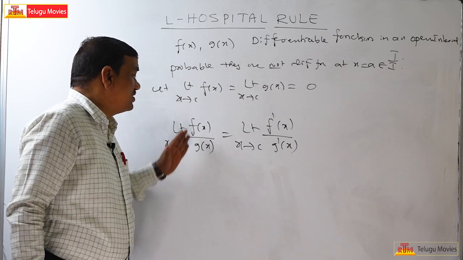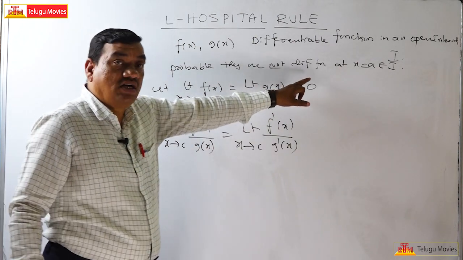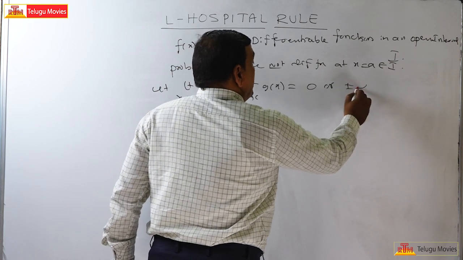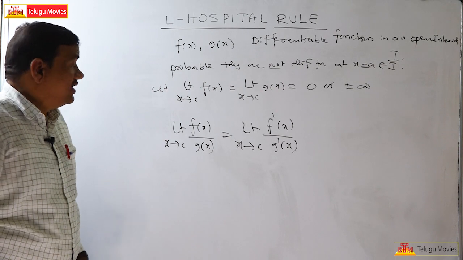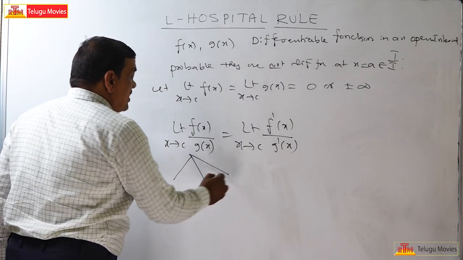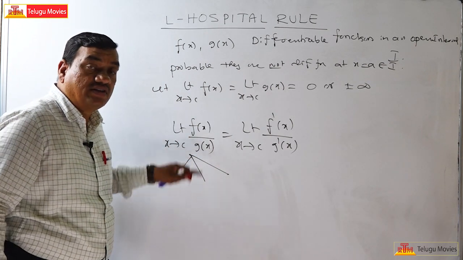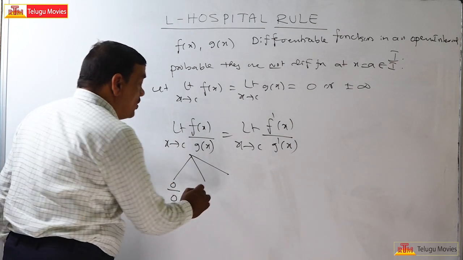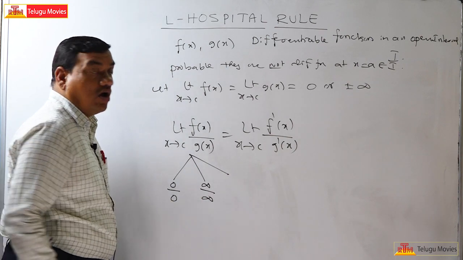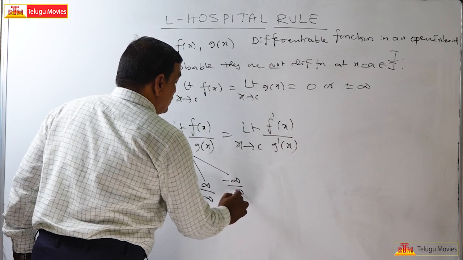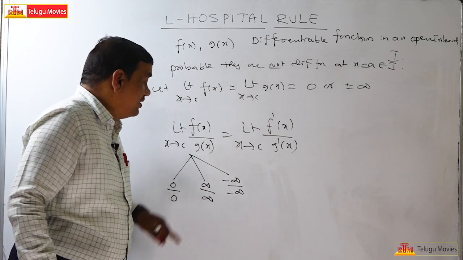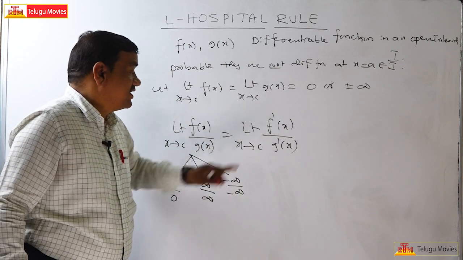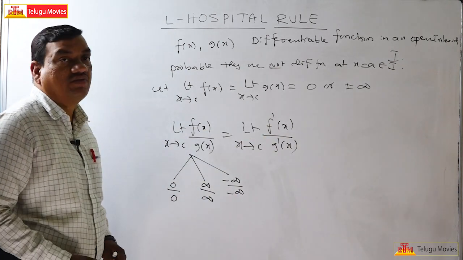It is a continuously differentiable function. So for the limit as x tends to c of f of x by g of x, if you get the 0 by 0 form, or plus or minus infinity, you will get 0 by 0, or infinity by infinity, or minus infinity by minus infinity. Then it is defined as the limit as x tends to c of f dash of x by g dash of x.